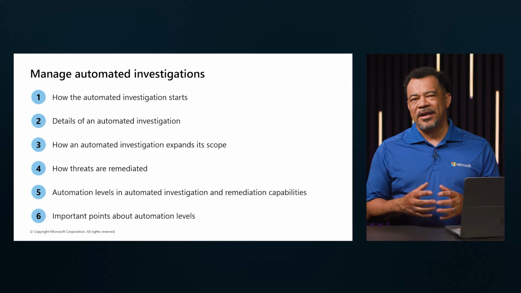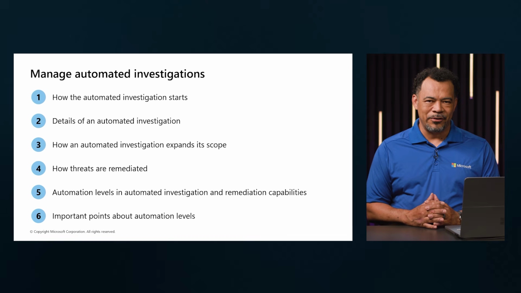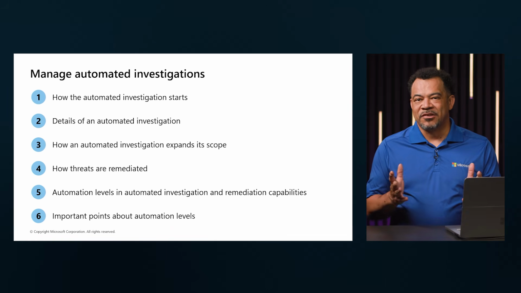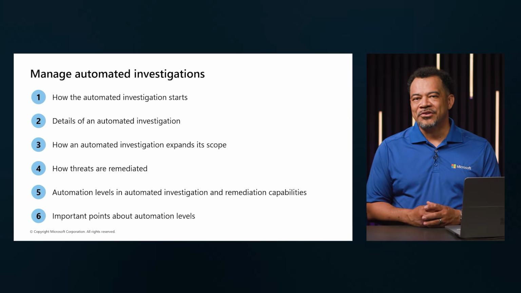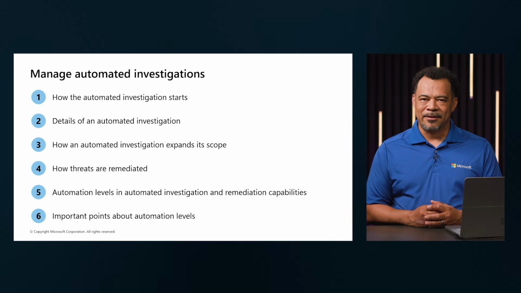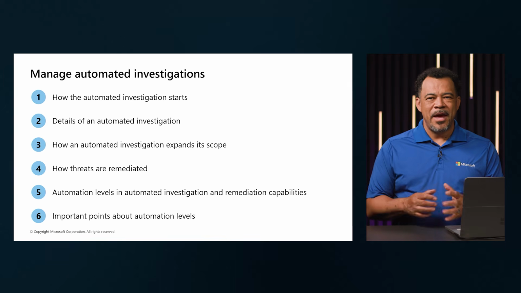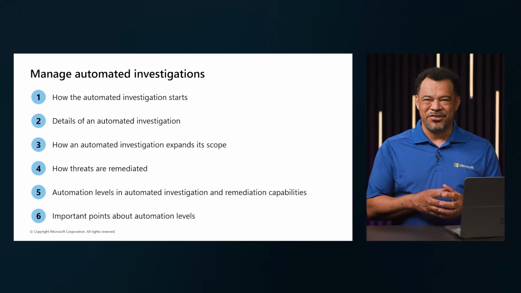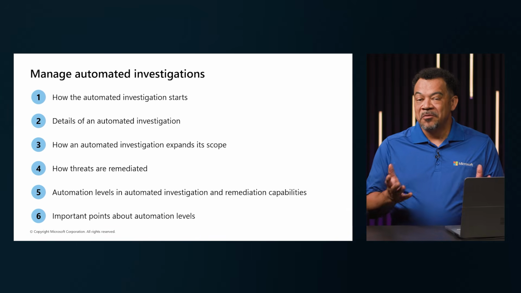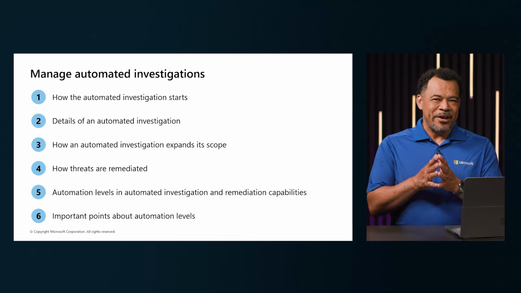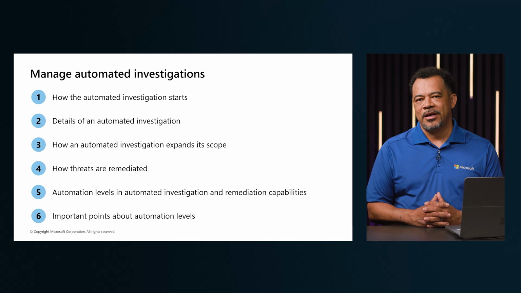We have details of an automated investigation, which are triggered. Defender uses a combination of AI, threat intelligence, and behavior analytics to analyze the alert. It collects evidence such as process trees, file hashes, registry changes, and network connections to determine the scope of the impact. How does the investigation expand its scope? The system automatically investigates related entities such as users, devices, and files to uncover lateral movement or additional compromise. It uses a graph-based approach to map relationships and identify the full attack chain.